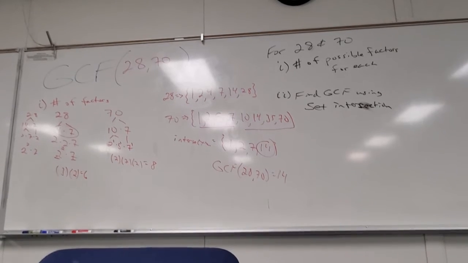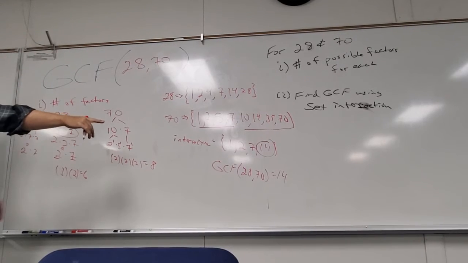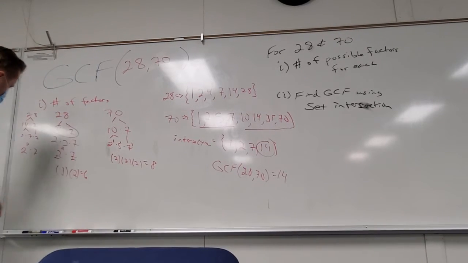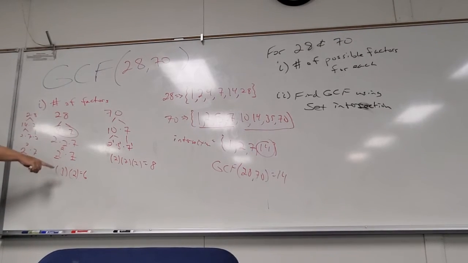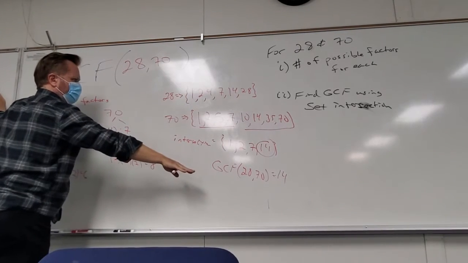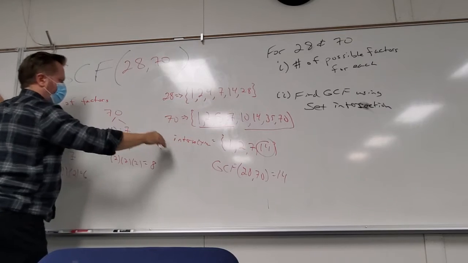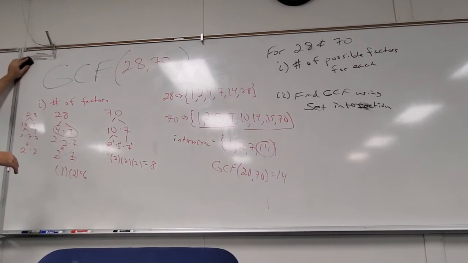Okay, so that's the set intersection method for finding GCF. So you want to do one more example? Do you mean an example of this? Is that part okay? Yeah, that's the easy part. This is the stuff that you're kind of familiar with. This is the new thing. Okay. All right. Let's see.